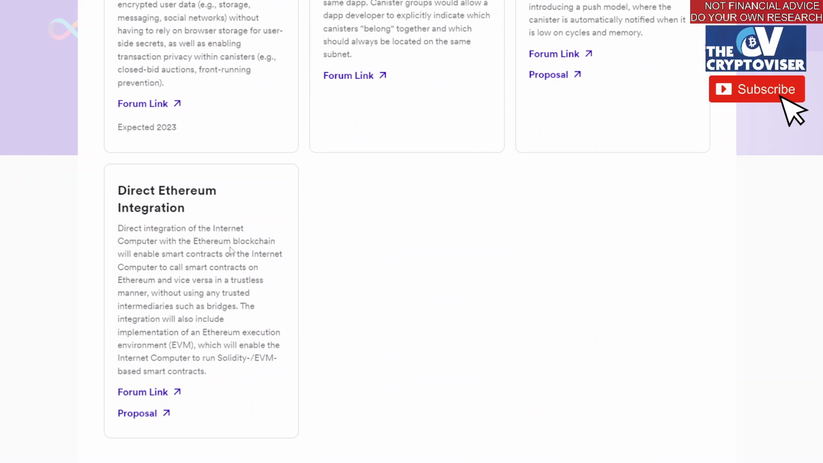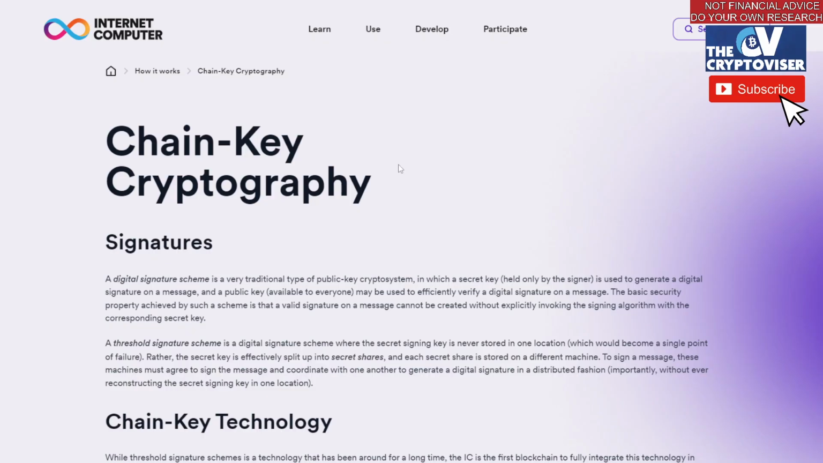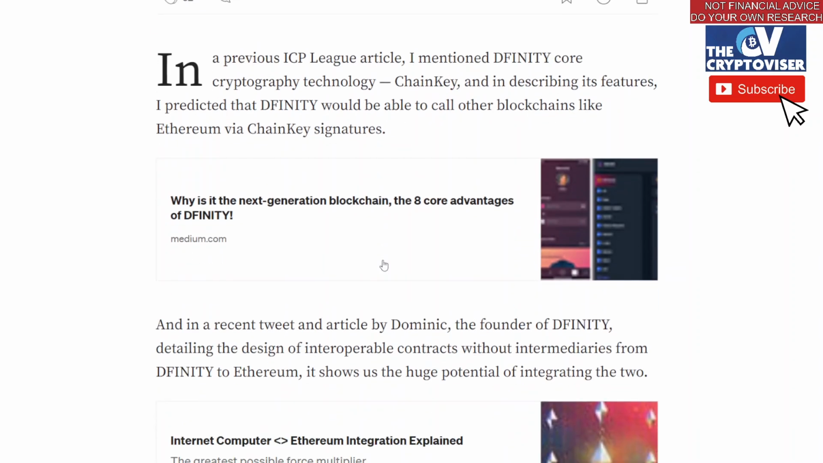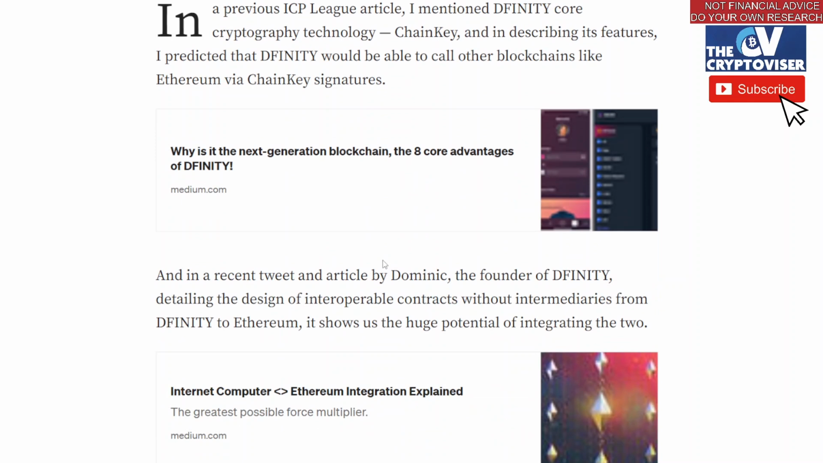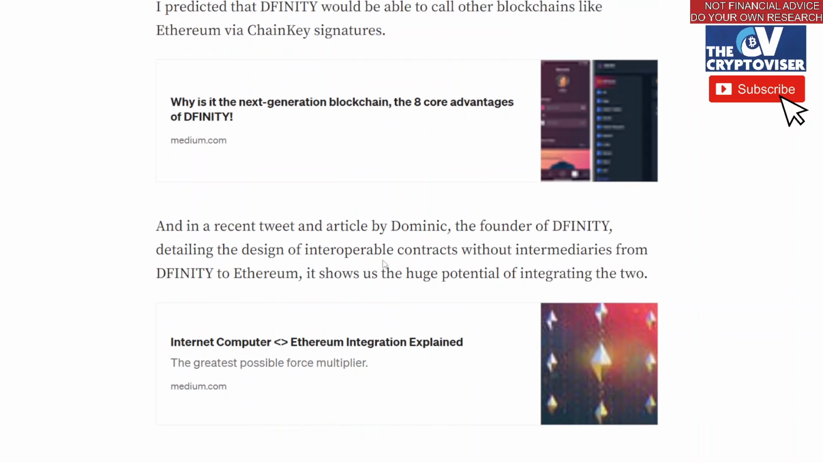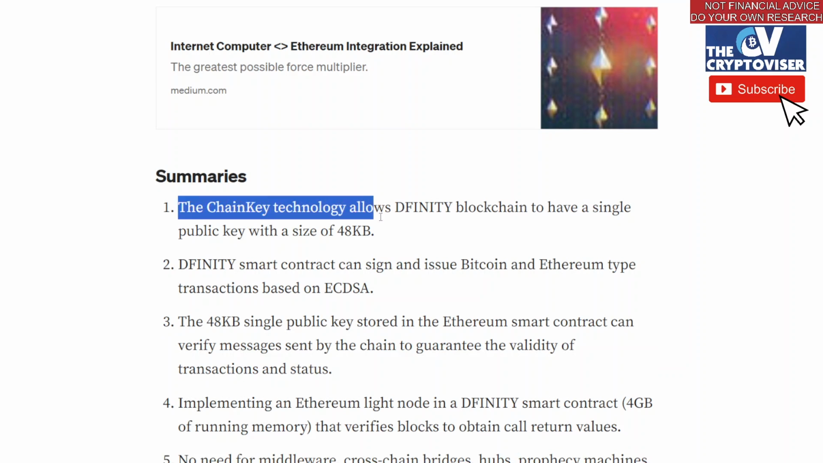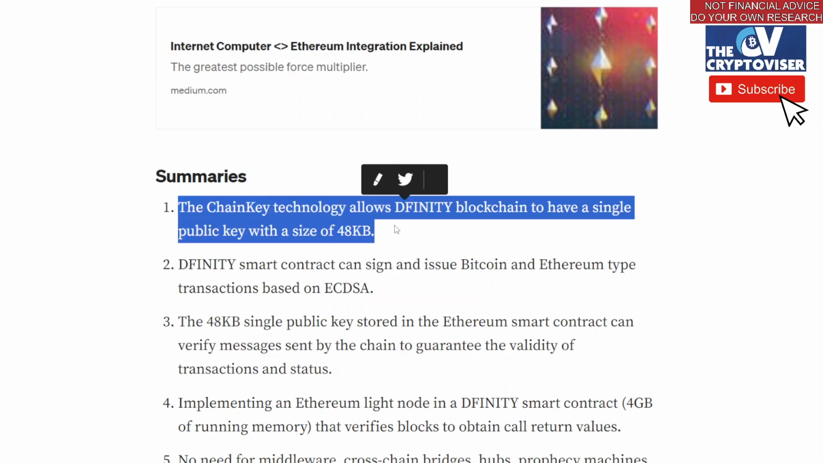Currently, Bitcoin and Internet Computer are integrated through a technology called chain key cryptography. Chain key cryptography effectively is the ability to move value from one chain to another within Internet Computer. And so the founder of Dfinity, Dominic, detailed the design of interoperable contracts without intermediaries from Dfinity to Ethereum, and it shows huge potential of integrating the two. The summary is that chain key technology allows Dfinity's blockchain, Internet Computer, to have a single public key with a size of 48 KB.